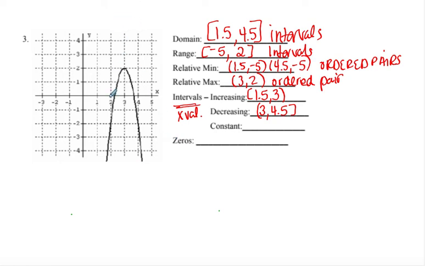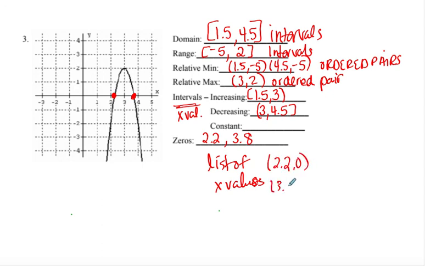Zeros would be where it crosses the x-axis, let's say here and here, and let's just give a guess, maybe 2.2, and maybe that is 3.8. This is not an ordered pair, this is just a list of x values. The ordered pair would be 2.2, 0 and 3.8, 0. Okay, so make sure you can do the rest of those on the homework pack.